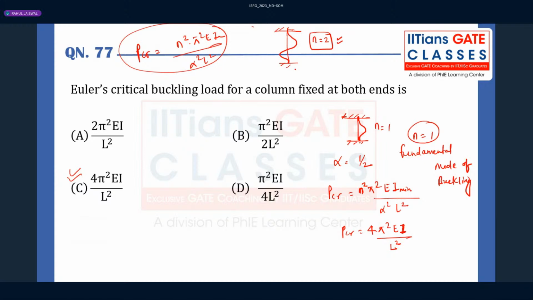So this is fixed at both the ends. So 4 pi square into EI divided by L square. That will be the buckling formula.